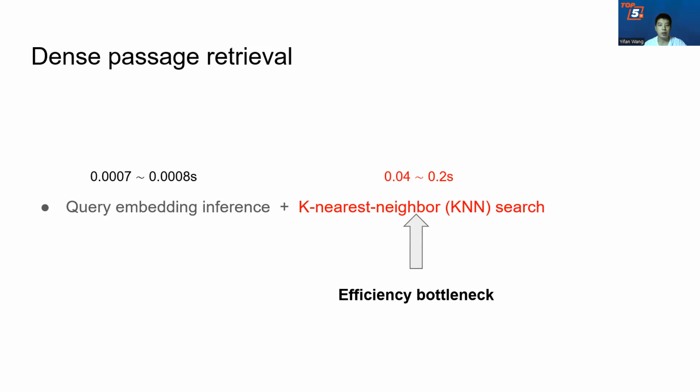The issue is the k-nearest neighbor search, which is to search the top k. It takes more than 50 times the time of the query embedding inference. So the k-nearest neighbor search is the efficiency bottleneck in dense search.